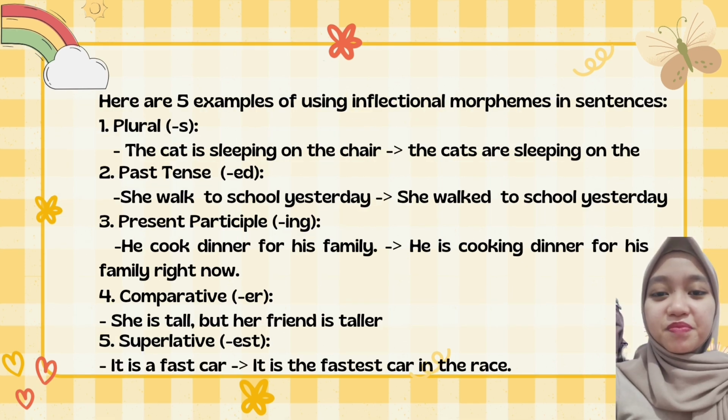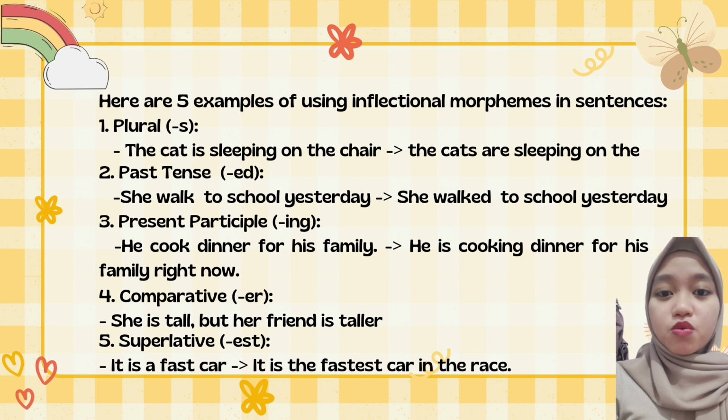Here are 5 examples of using inflectional morphemes in sentences. First, plural s. For example, the cat is sleeping on the chair. Become, the cats are sleeping on the chair. Second, past tense, ed. For example, she walks to school yesterday. Become, she walked to school yesterday. Third, present participle, ing. For example, he cooked dinner for his family. Become, he is cooking dinner for his family right now.